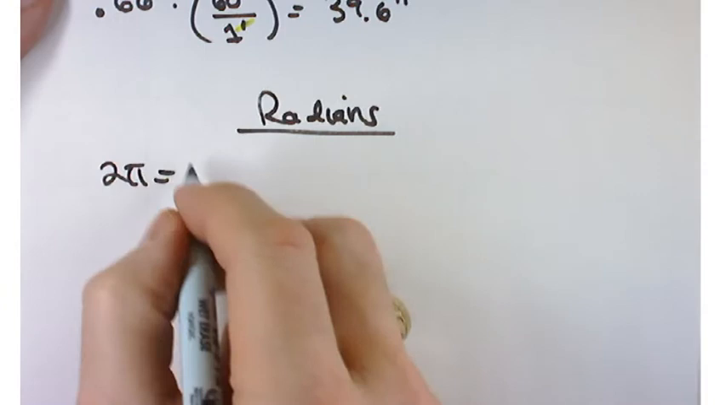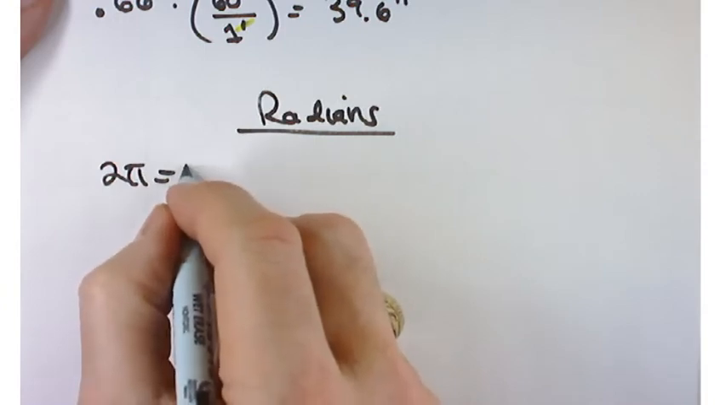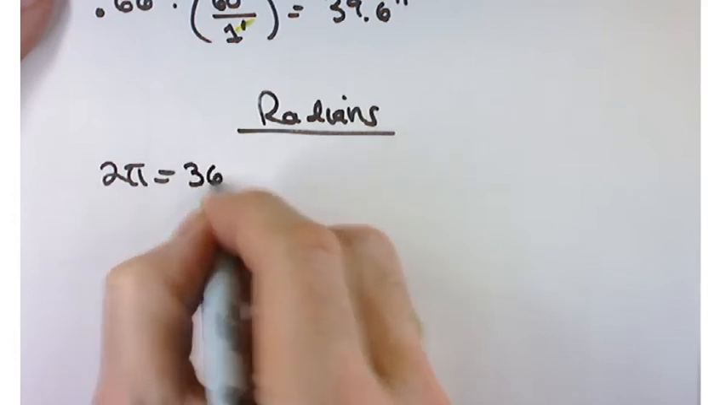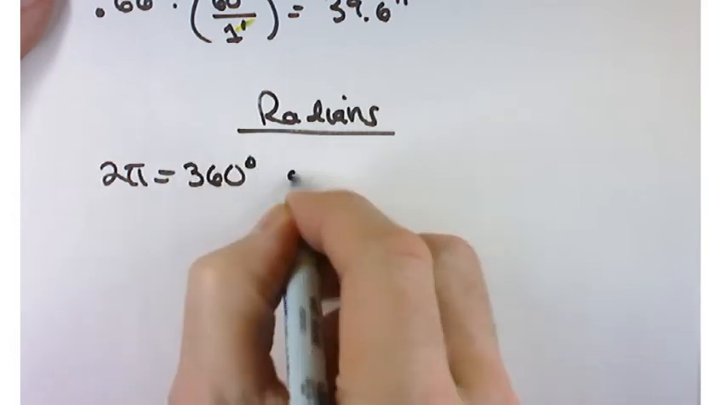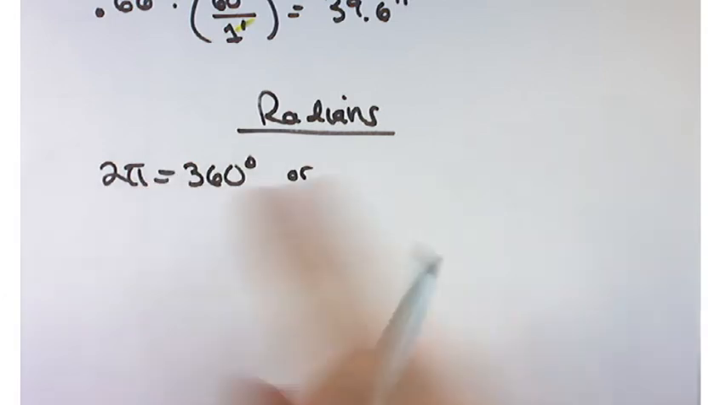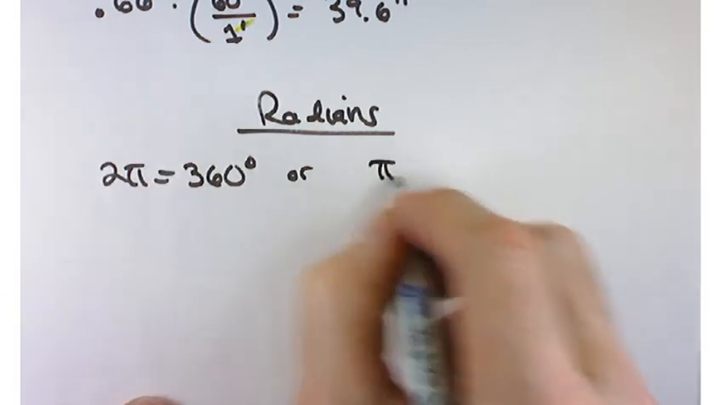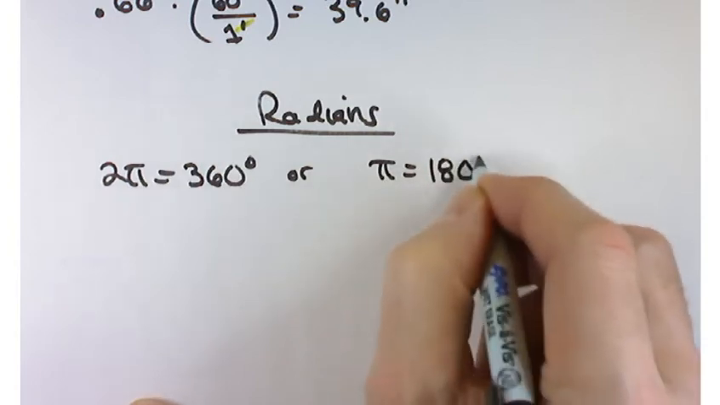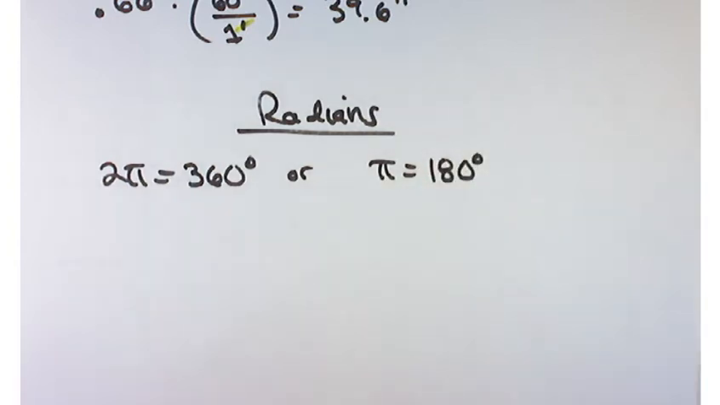2 pi is equal to what angle in degrees? 360. And if you notice, we got a factor of 2 that's common to both of these. So pi itself would equal what? 180 degrees. And that's the one that you should hang your hat on. That's the one you're going to use a lot.